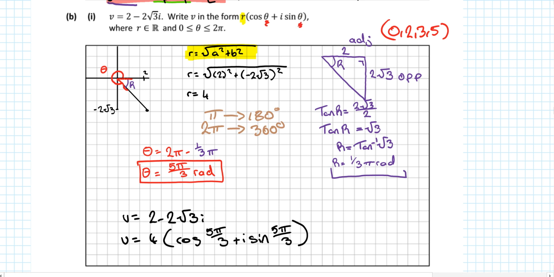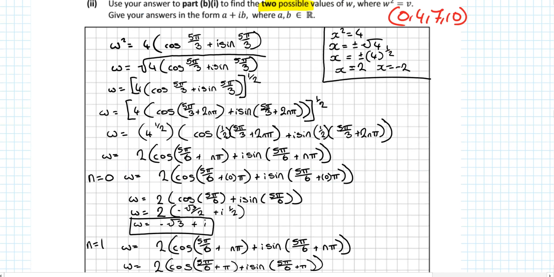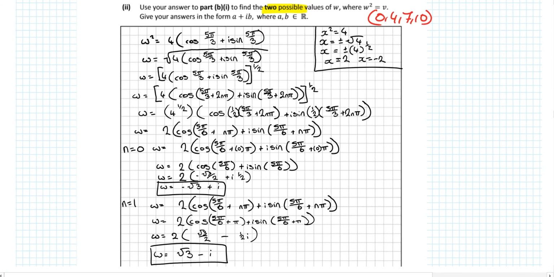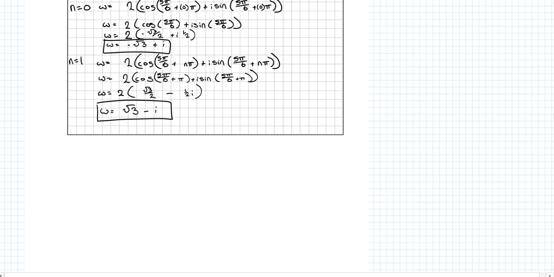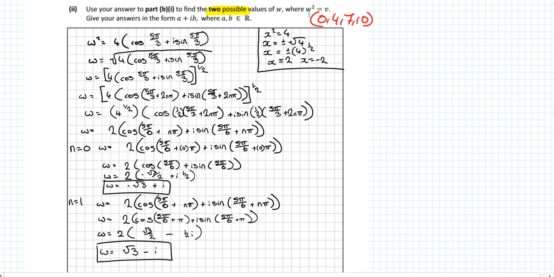Okay, so the next part of the question is going to utilize V and utilize this in polar form. So utilize V in polar form. So the question states that W squared is equal to V.